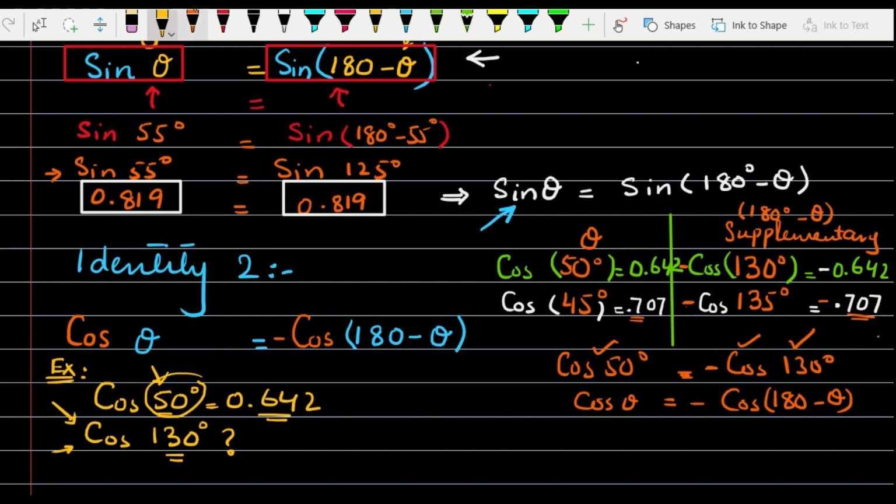So you can easily write it as it will also be 0.642, but what will be the difference here? The difference will be the minus sign, right? The supplementary angle always has a negative sign in cos. In the identity 2, in cos, your supplementary angle must have the same value but with a negative sign, meaning the sign will be negative here.